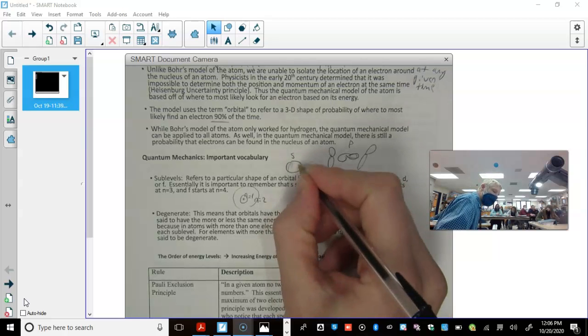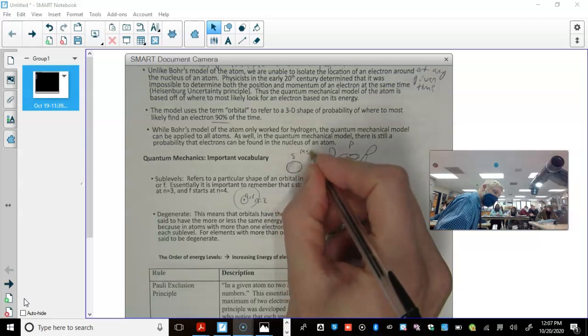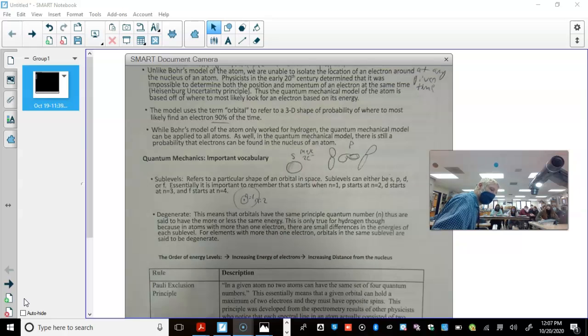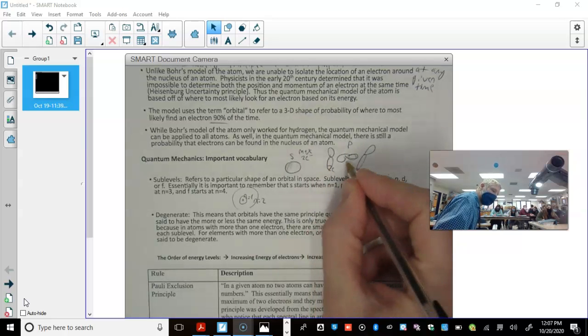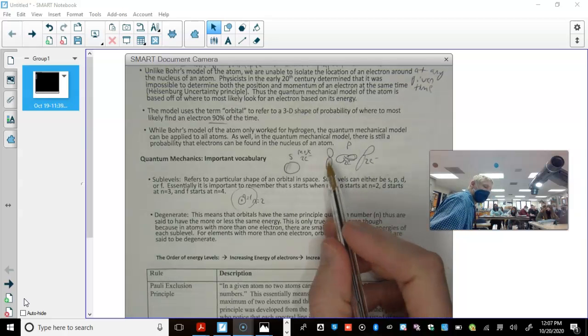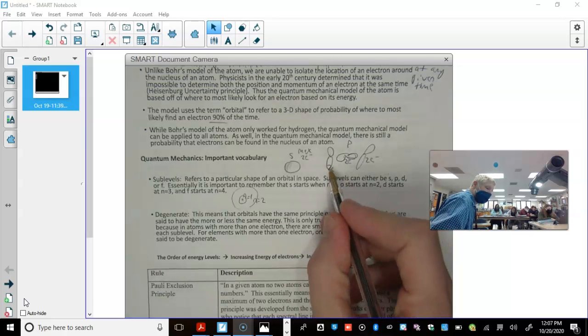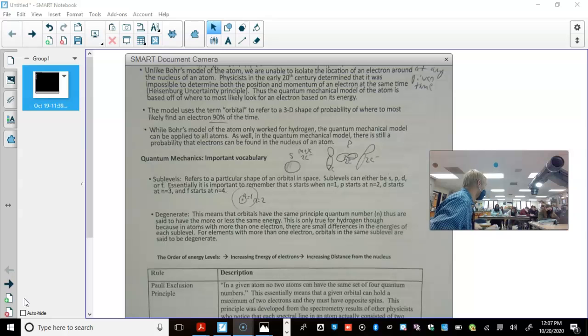And each shape can have a max of 2 electrons. The p orbital has actually 3 different sub-levels, sub-shapes, each of them having a max of 2 electrons. So p could have overall 6 electrons.